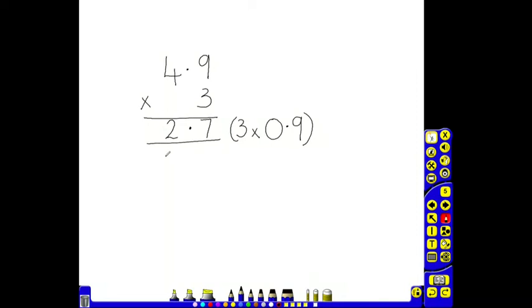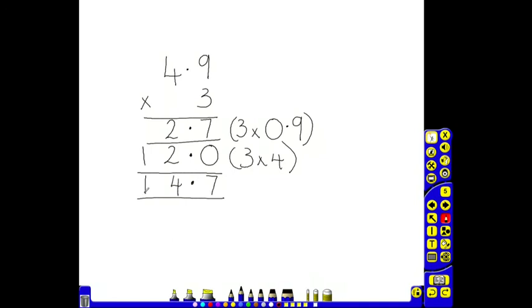Next, I need to do 3 multiplied by the 4 units. So 3 multiplied by 4 is 12. Again, I need to make sure I'm putting the digits into the correct columns. I need to use a 0 here as a placeholder, which will help me to add up the final total. Okay, in the tenths column we have 7. In the units we have 4. And then in the tens we have 1, so we have a final answer of 14.7.